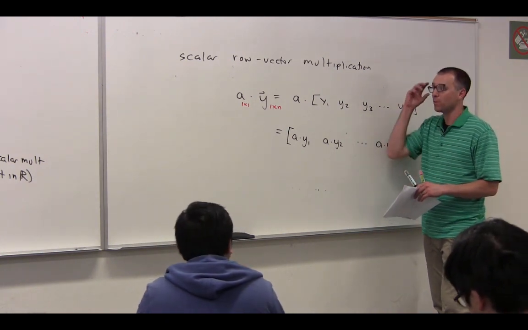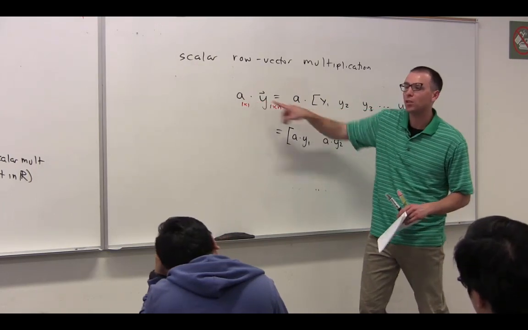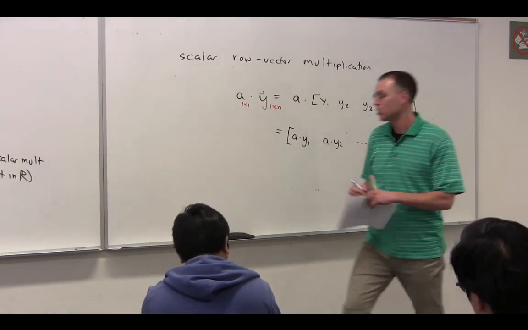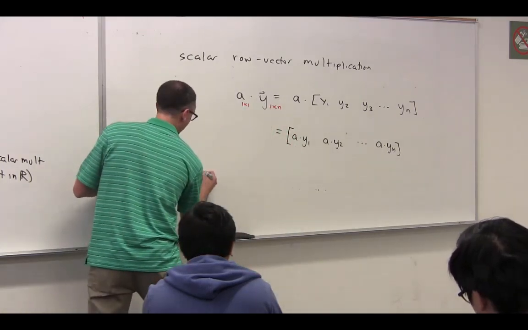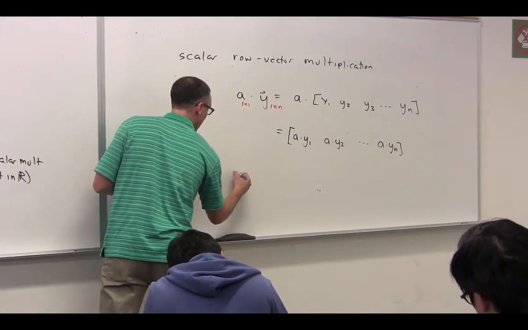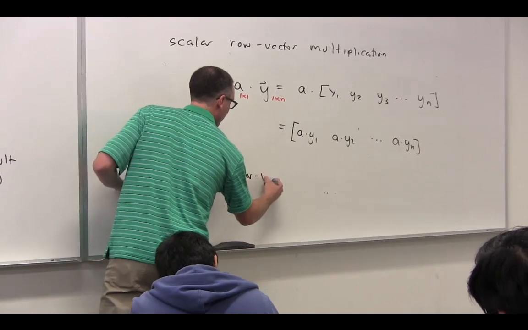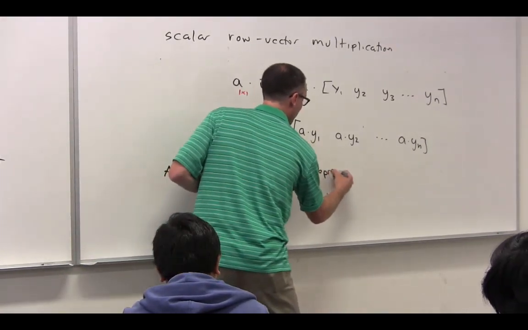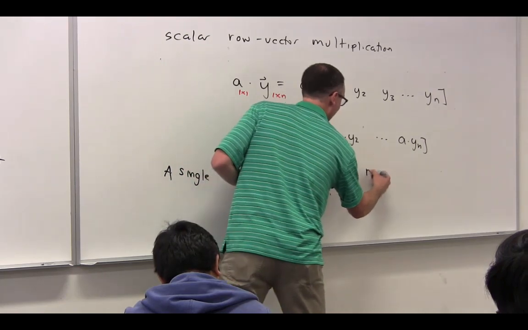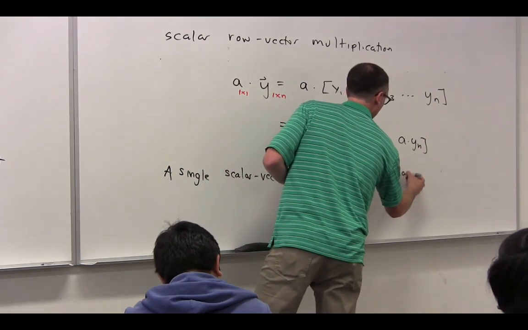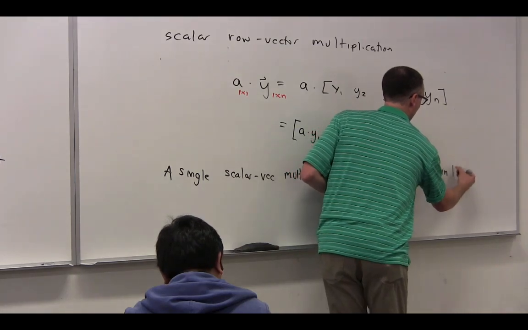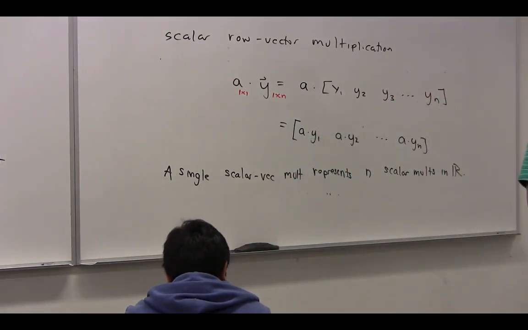This is very, very famous of linear algebra. We write one multiplication, and we get a bunch of actual scalar multiplications underneath, right? So this is a very, very famous thing in linear algebra. A single scalar vector mult represents n scalar mults in R, which is quite powerful. That's one of the major reasons that linear algebra is so powerful.